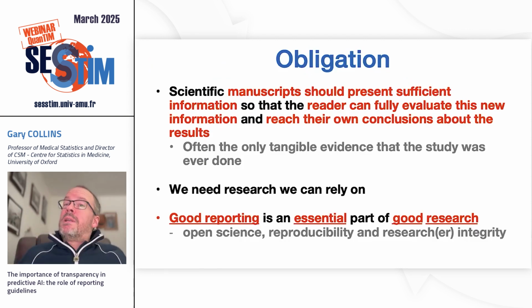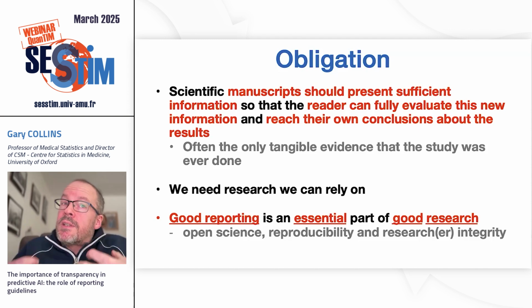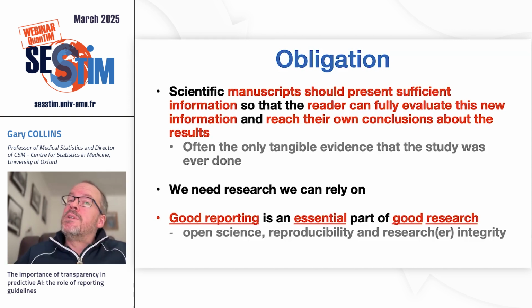And it's often the only bit of evidence to say that the study was ever done. In 10 years' time, you've all moved on to the next position or the next job. That publication, that DOI, that journal article is the only evidence that you ever did that study. It's important that we get the reporting right. It's an essential part of doing good research. It's part of research integrity. Increasingly we have to follow open science principles and practices, reproducibility, etc. So that really crucial component of your research is that article.